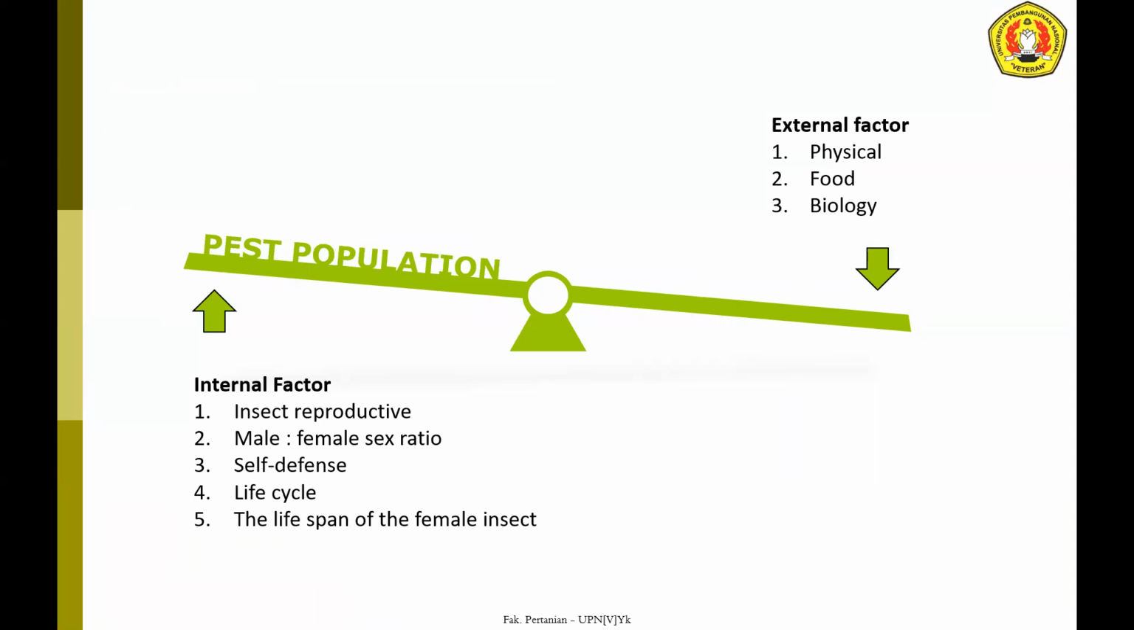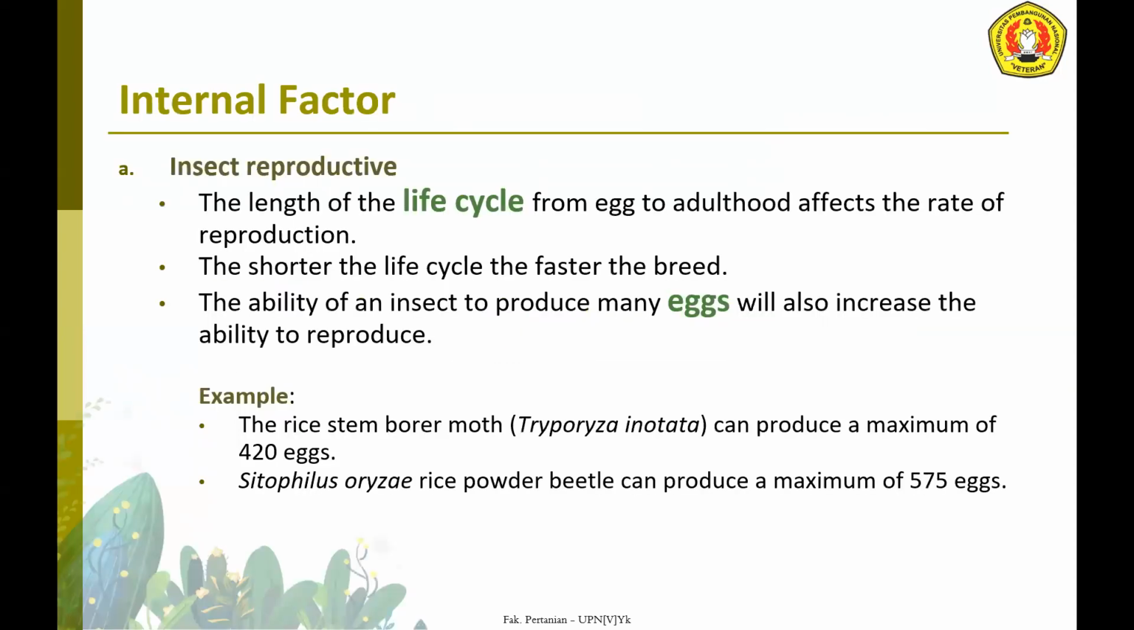Internal factors come from the insect itself. Jadi internal factor ini adalah potential factor yang dimiliki oleh serangganya sendiri, yang memang bawaan lahir. Setiap jenis serangga will be different. And external factors, yang datang dari luar serangga, dari environment, dari lingkungan. Okay, let's start from internal factors.